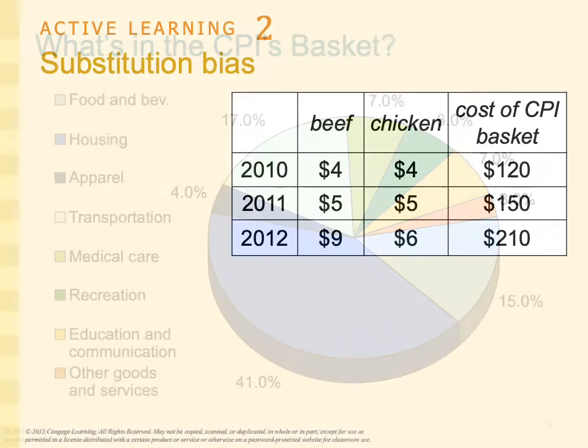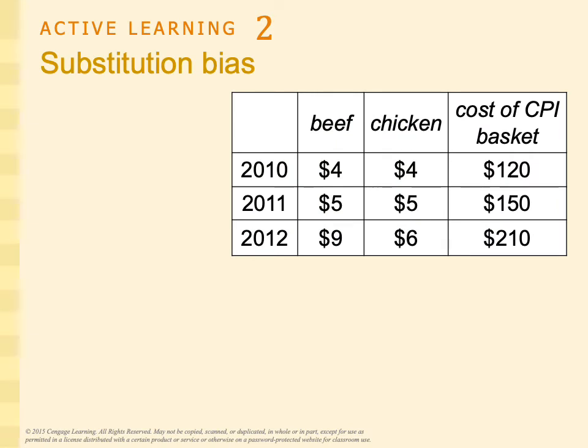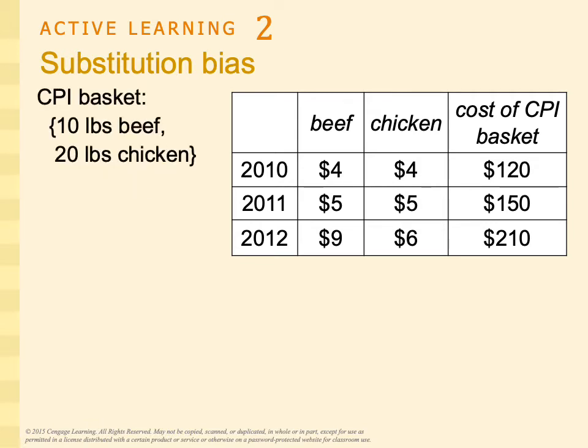All right. Next, we're going to look at some issues with CPI, some problems that it presents to us. We're actually going to do that through an active learning exercise. Okay, so we're going to look at one problem called substitution bias. And so we go back to our basket of beef and chicken.